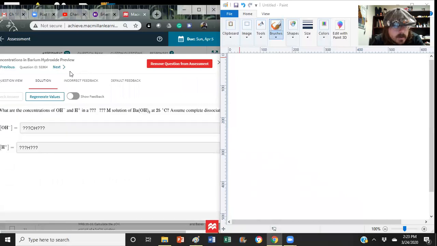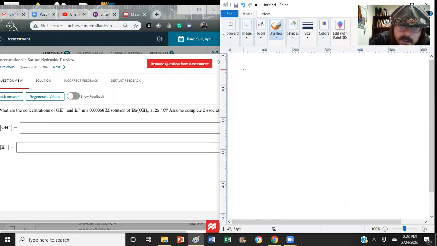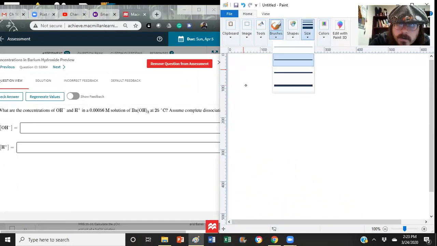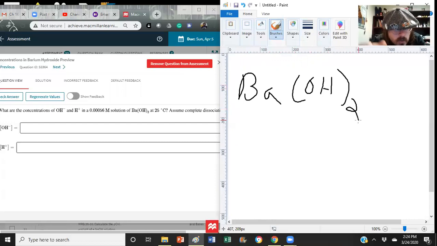So number 9. This one is harder than any of the other values because of one little factor. And this is something that I also mentioned in the supplemental video. Barium hydroxide is a dihydroxo, OH2, which means when this dissociates, it produces 2 moles of OH. 1 mole of barium hydroxide produces 2 moles of OH.